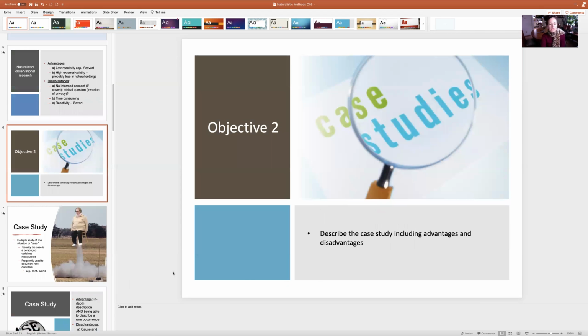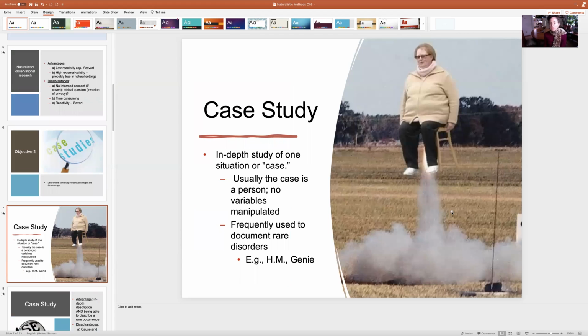Objective number 2, we're going to talk about the case study, including the advantages and disadvantages. A case study is when you do an in-depth study of one situation or one case, meaning one person. For example, this woman who is blasting off in a chair. She kind of reminds me of Dr. Ganescu.